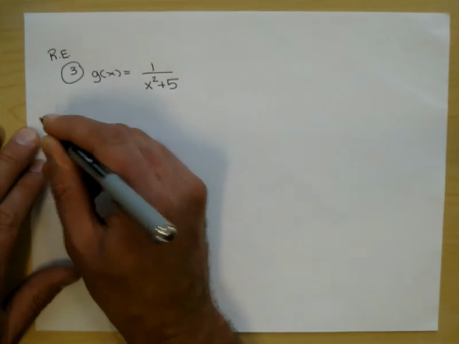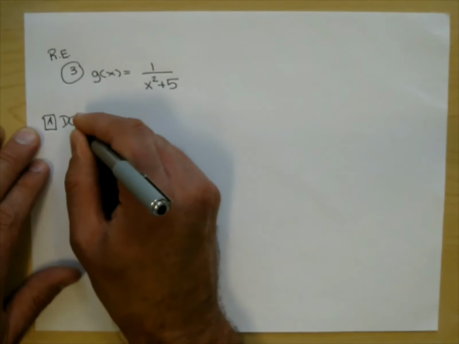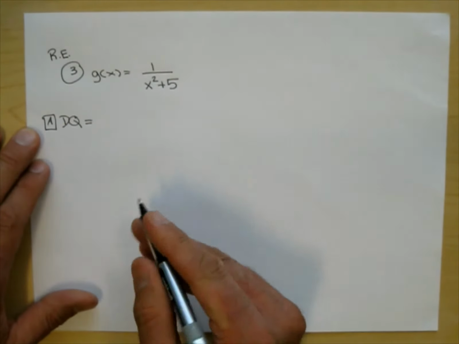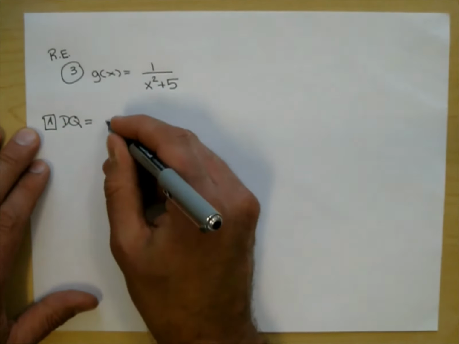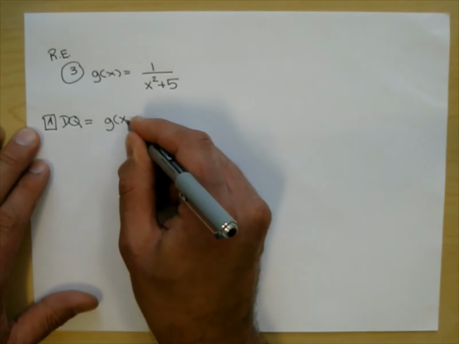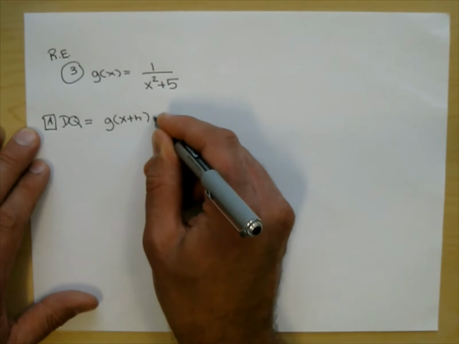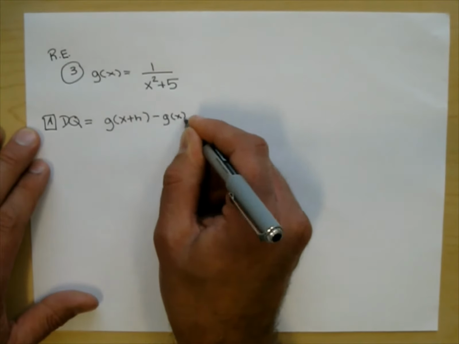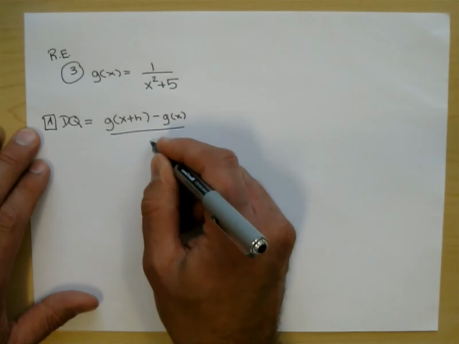Part A, DQ equals, okay, this is g of x, so I'm going to write it as g of x plus h minus g of x all over h.